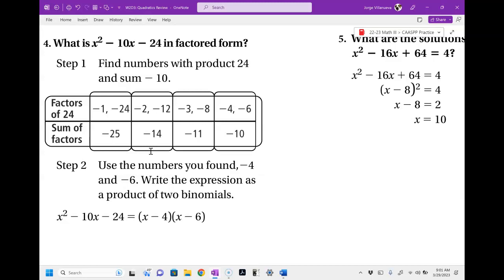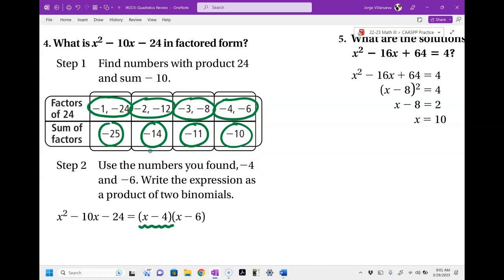Then they ask, what are some of the factors of 24? Negative 1 and negative 24, negative 12 and negative 2, negative 3 and negative 8, negative 4 and negative 6. And what do those add up to? Negative 25, negative 14, negative 11, negative 10, right? They say, use the numbers you found, negative 4 and negative 6, to write the expression as a product of two binomials, and they claim that this is the right answer.